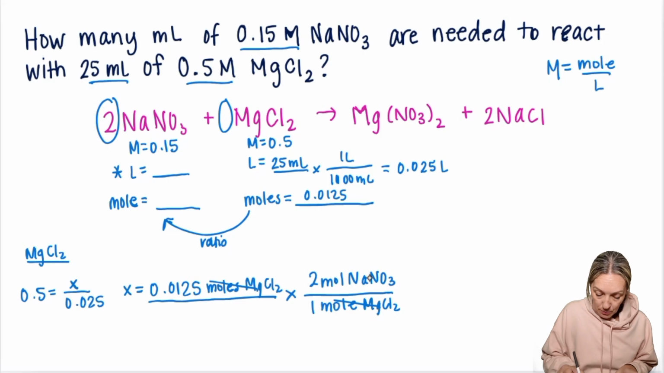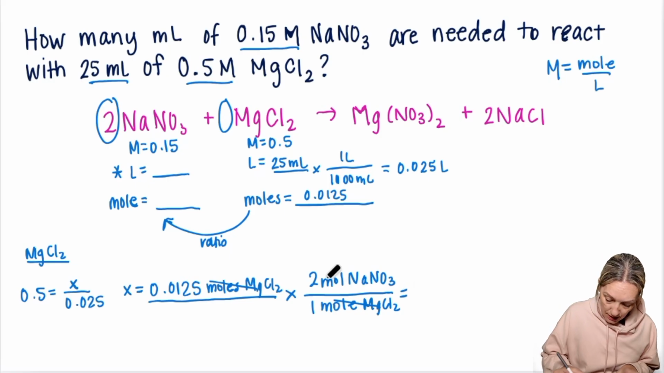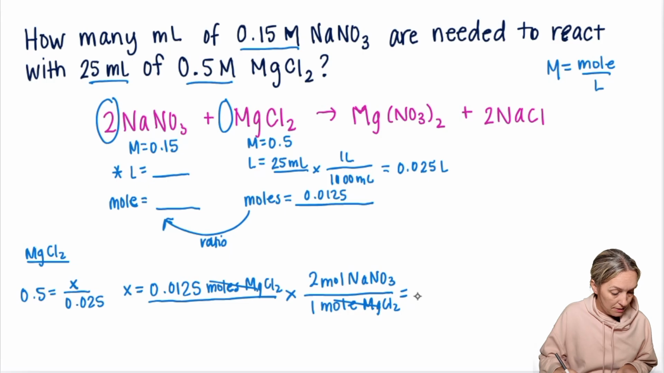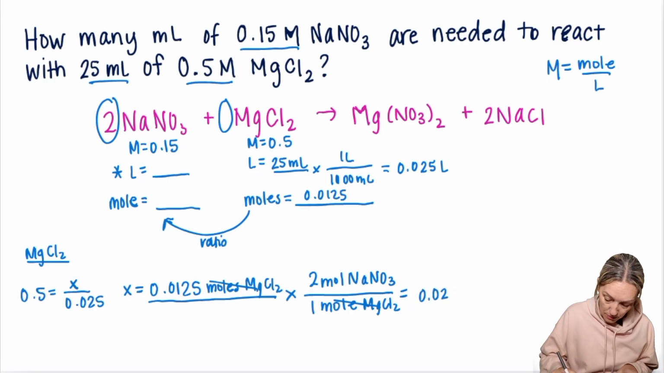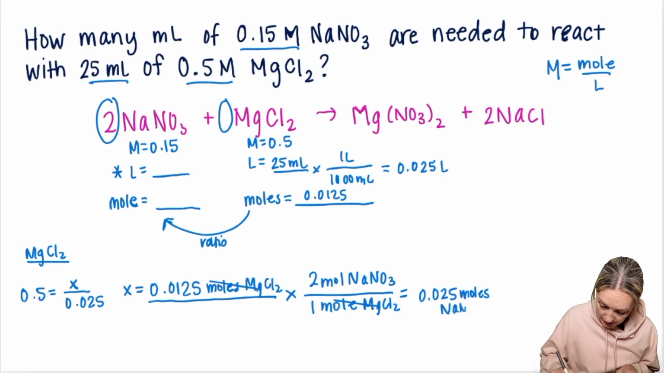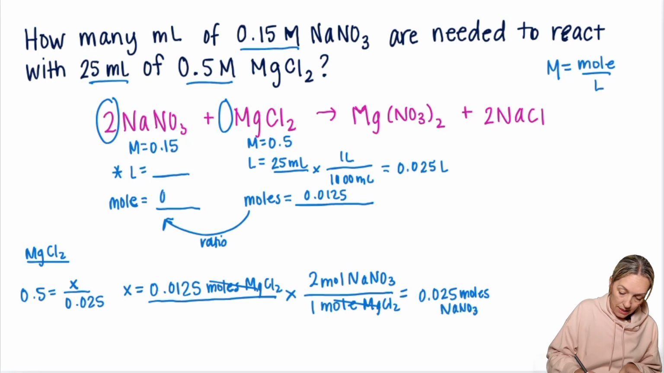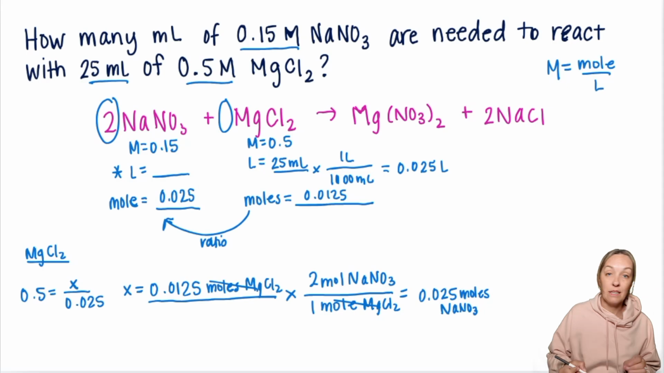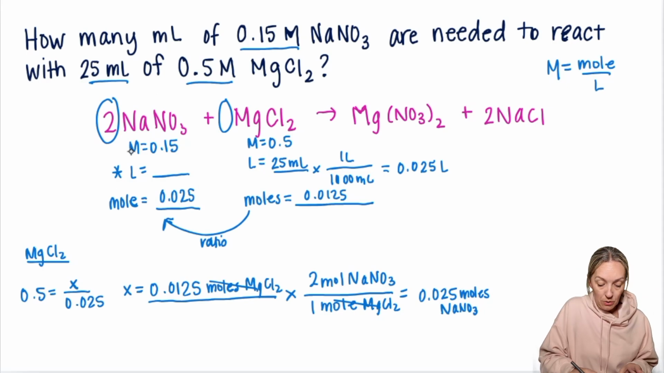Now I have those moles of NaNO3. I can multiply across the top to solve, and I have 0.025 moles of NaNO3. I now know this number right here. My ultimate goal was to find liters of NaNO3, and I now know the molarity and the moles of NaNO3.